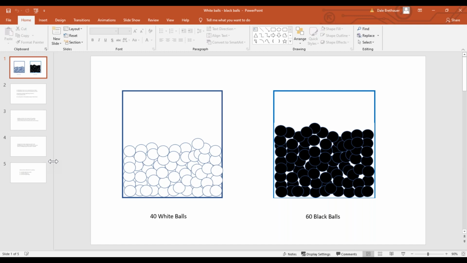And he basically said, okay, let's say I've got 2 containers, and one container has 40 white balls in it, and the other container has 60 black balls in it. And what I'm going to do is take those 2 containers and put them together and shake them up really good. So basically, you're going to have a container that has 60 black balls in it and 40 white balls in it.